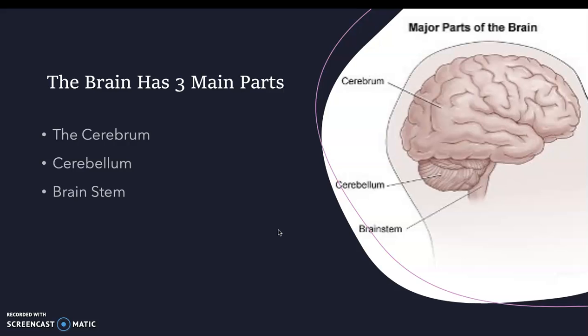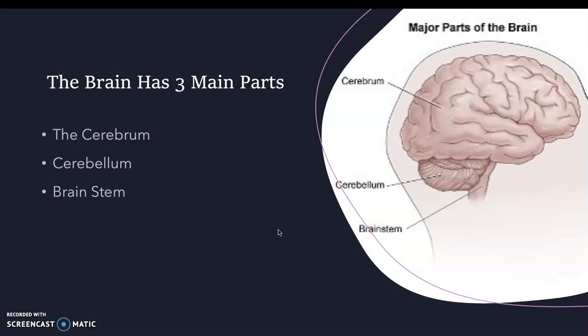So basically, the cerebrum is the front of the brain. It is composed of the right and left hemispheres, which are joined by the corpus callosum. The functions of the cerebrum include initiation of movement, coordination of movement, temperature, your vision, hearing, touch, your judgment, your reasoning, emotions, all that.